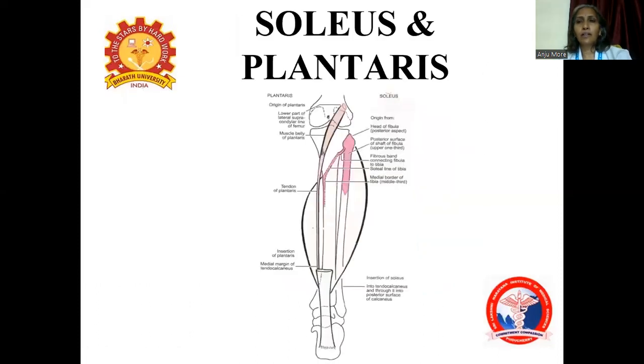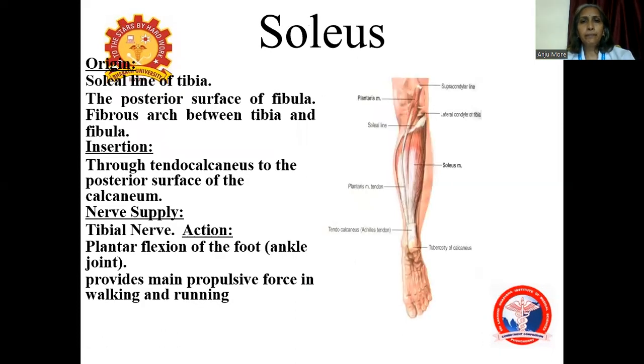The next muscle in the superficial compartment of the leg is soleus. This diagram shows both muscles, the soleus and this larger muscle here is soleus and this thin slender muscle is plantaris. The next muscle that we will discuss is soleus. Soleus is originating from soleal line of tibia. It is the line which is on the posterior surface of tibia.